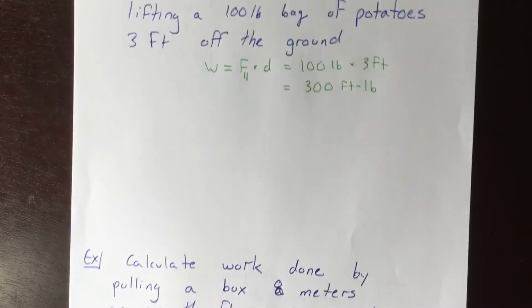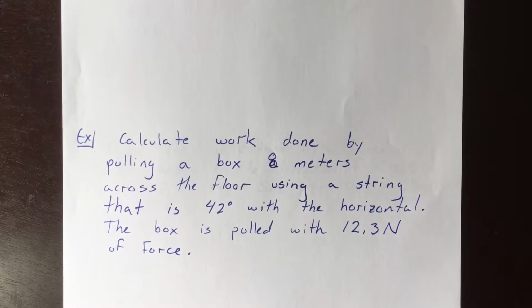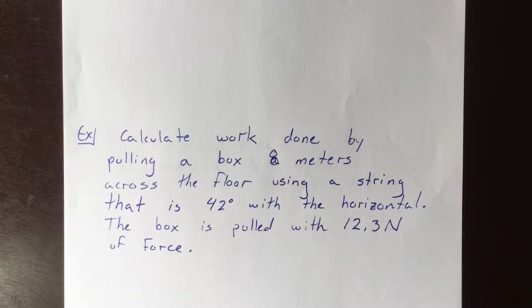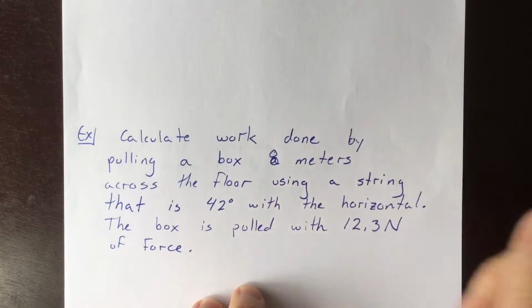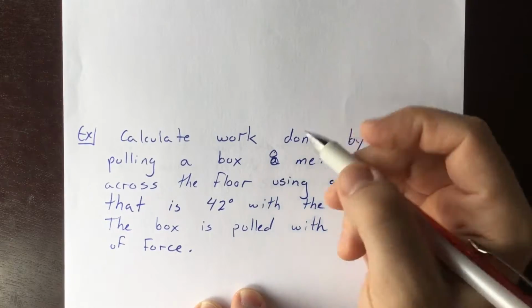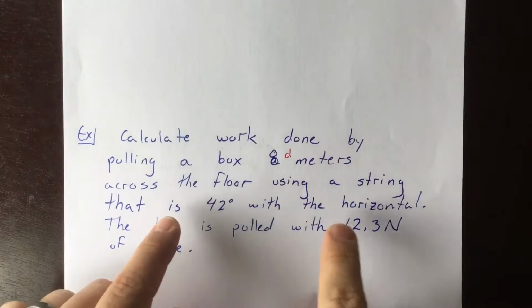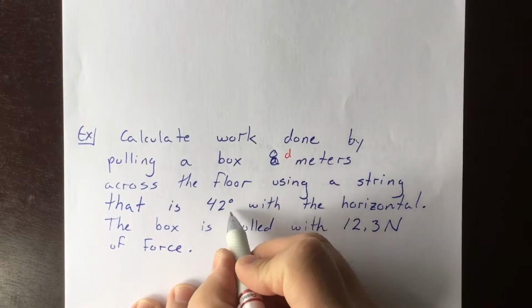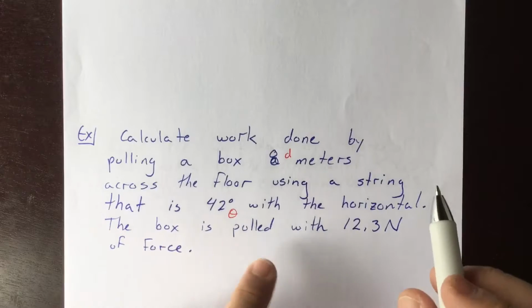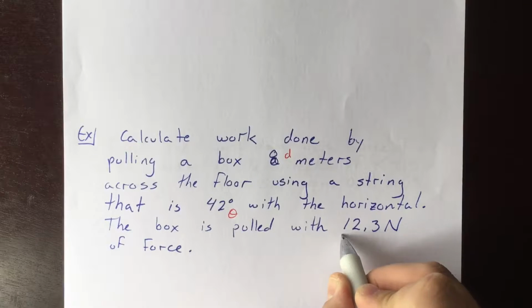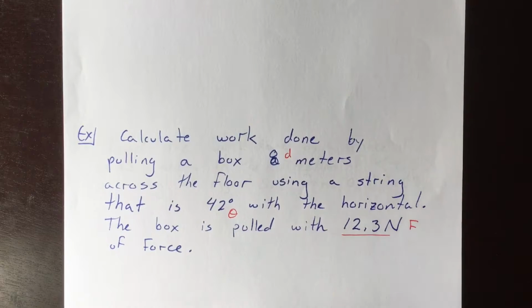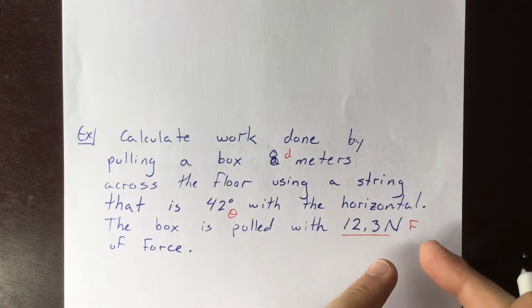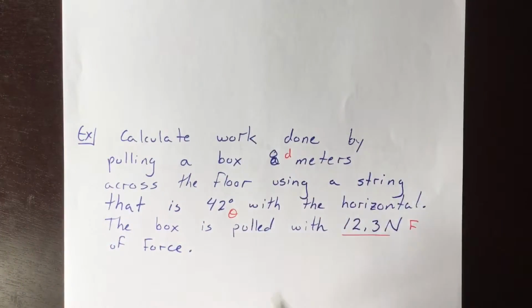So let's look at another. Calculate the work done by pulling a box 8 meters across the floor. So here's our d, using a string that is 42 degrees with the horizontal. Okay, so we have our theta. The box is pulled with a 12.3 newton force. There's our F. So we have our force magnitude, we have our displacement, we have our theta.